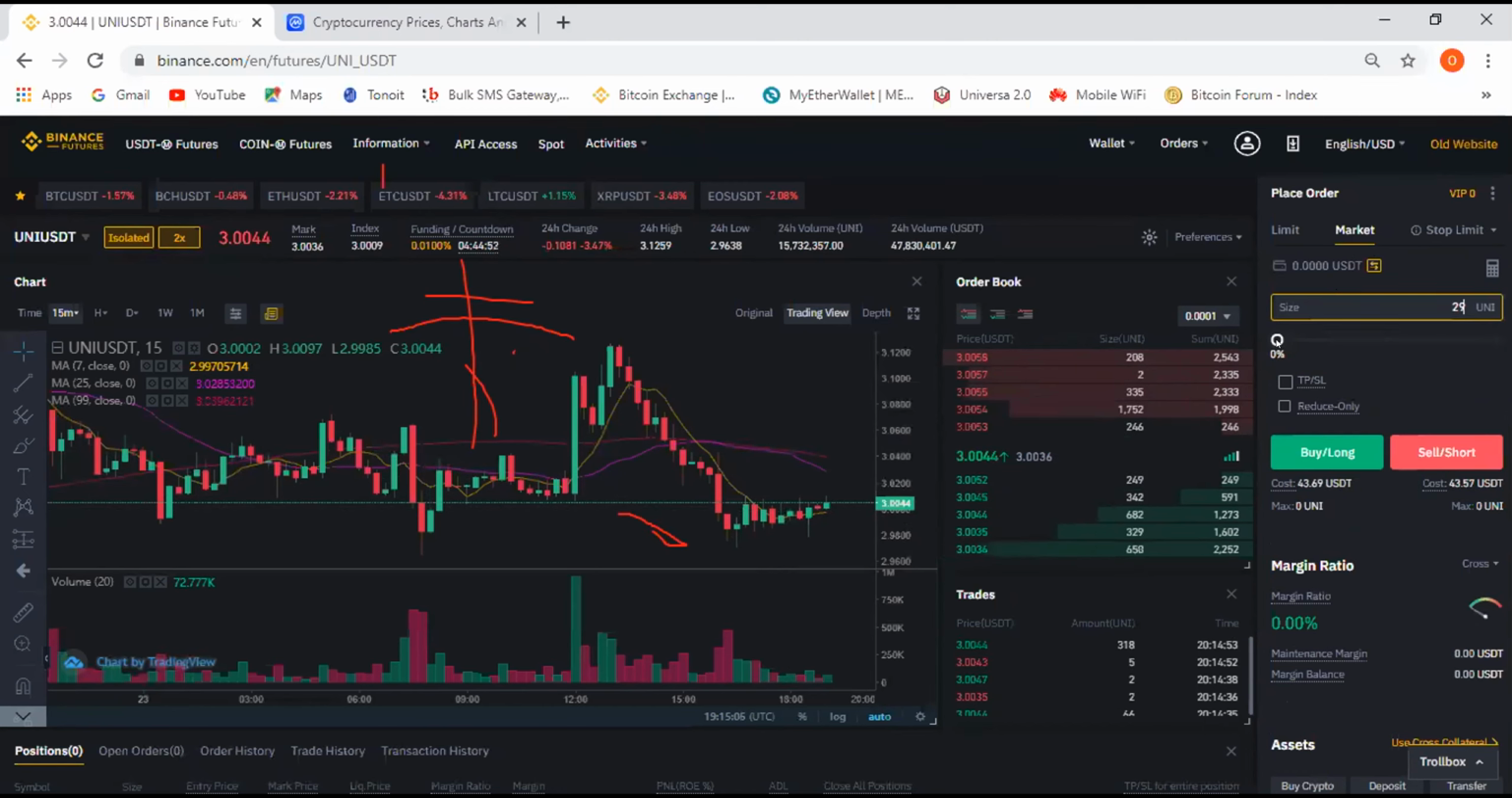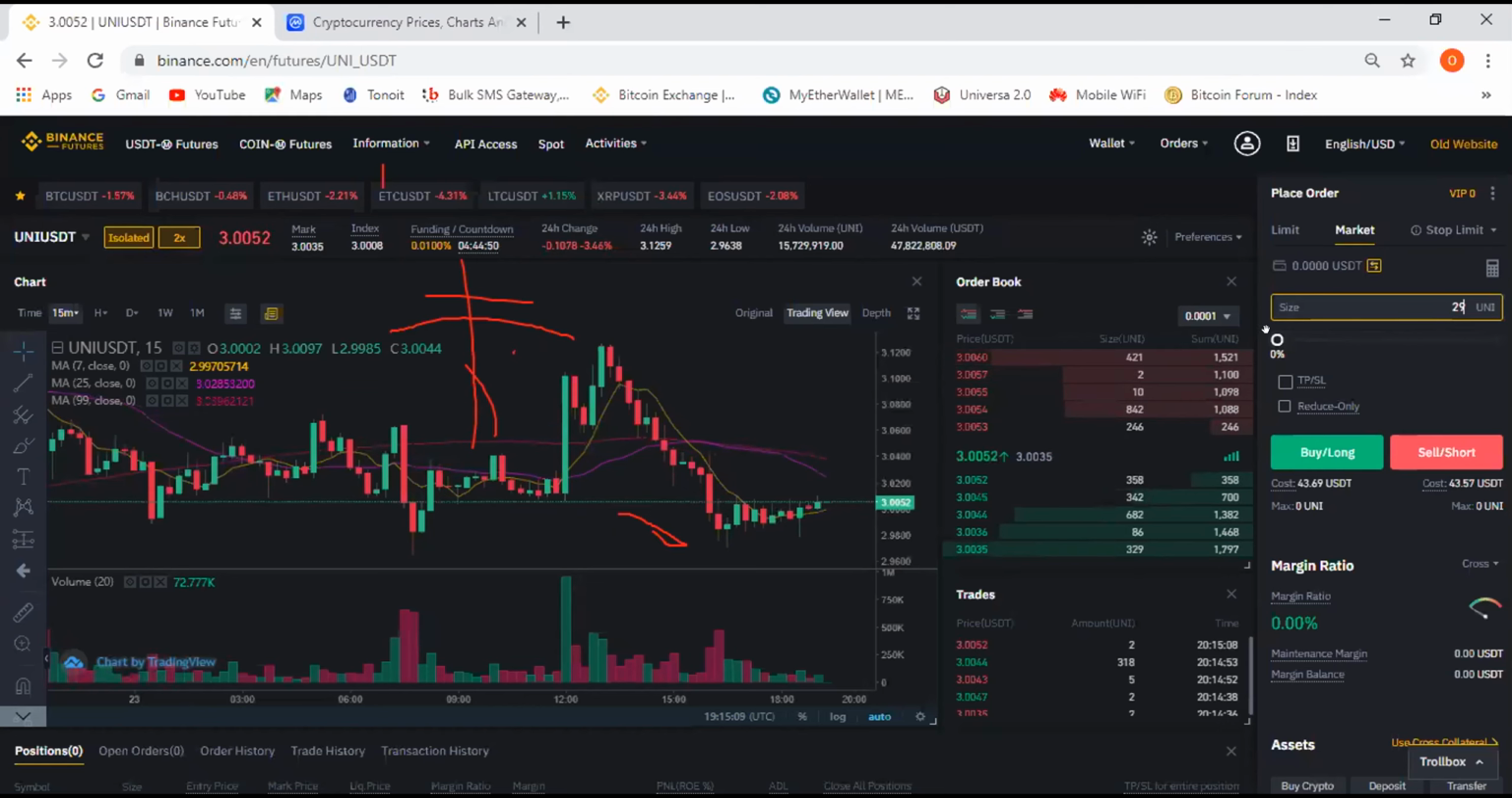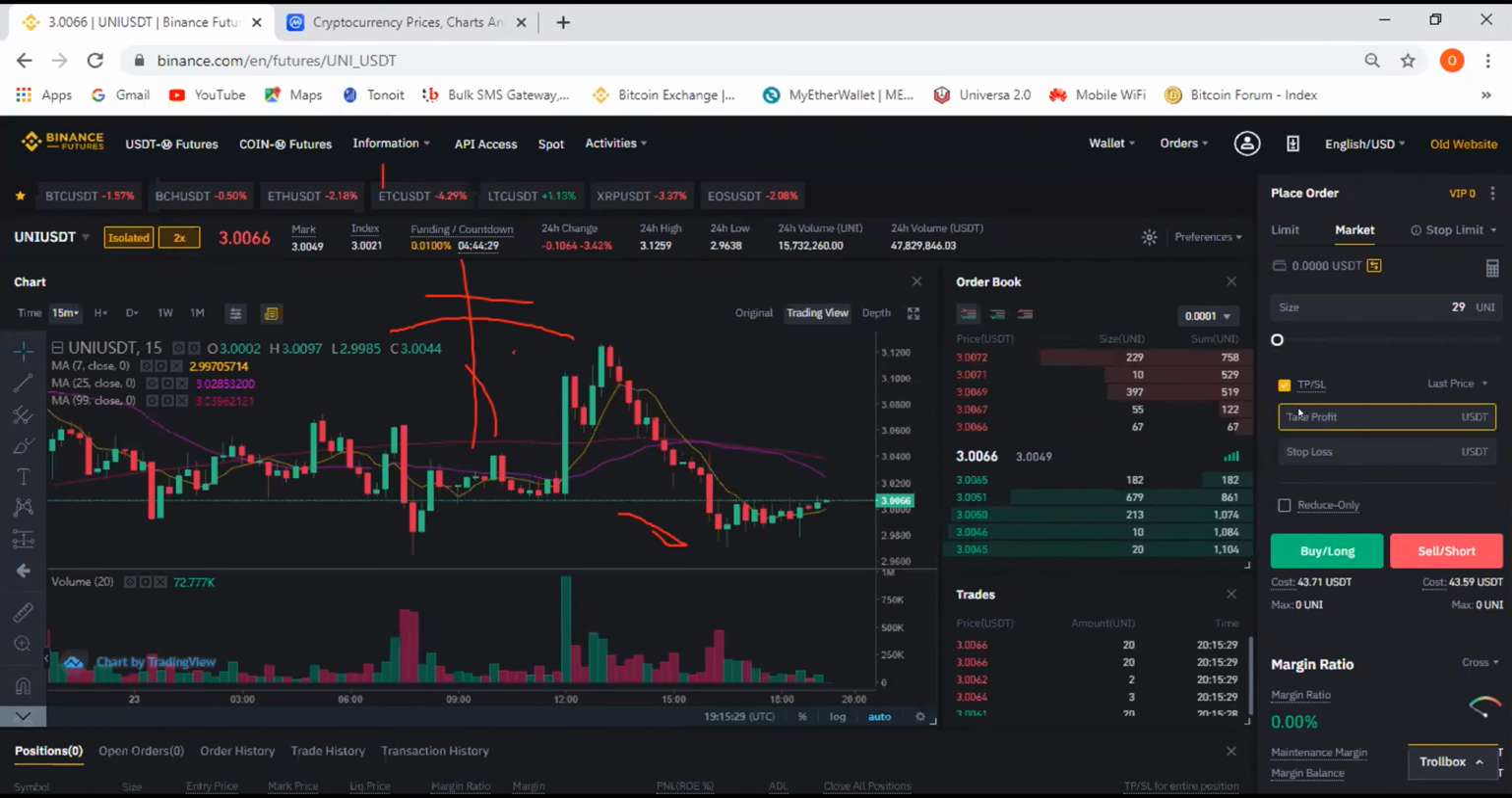Now you use this percentage, it is on the phone as well. You drag this to the amount you want to use. Kindly use between 5 to 10% of your capital. Once you pick that, then you click on this TP and SL. It means take profit and stop loss.